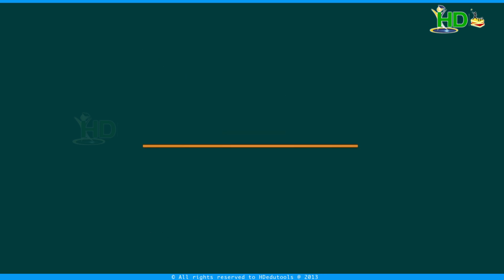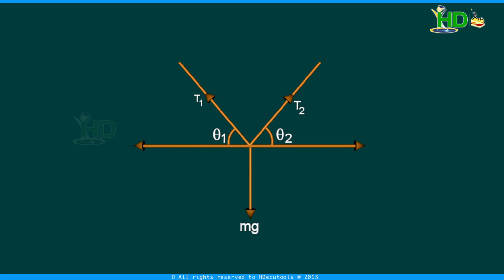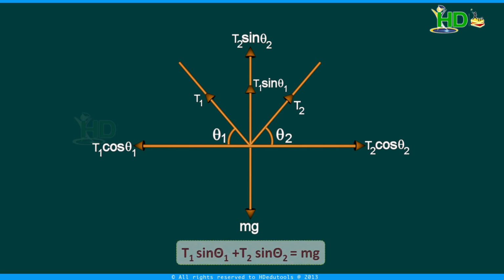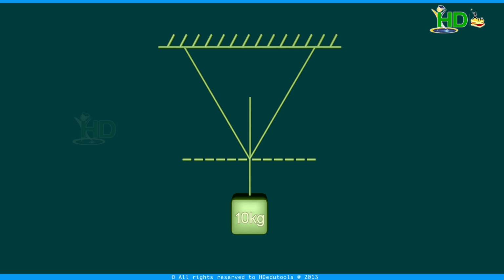Now we take another problem. In the above problem, if T1 is making an angle theta 1 with the horizontal and T2 is making an angle theta 2 with the horizontal, then T1 can be divided into two components, T1 cos theta 1 and T1 sin theta 1. This is the horizontal component and this is the vertical component, and T2 also can be divided into two components, T2 cos theta 2 and T2 sin theta 2. At equilibrium we can write T1 sin theta 1 plus T2 sin theta 2 is equal to m into g.